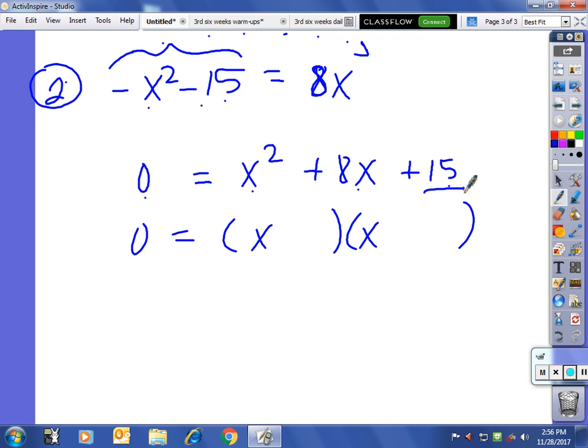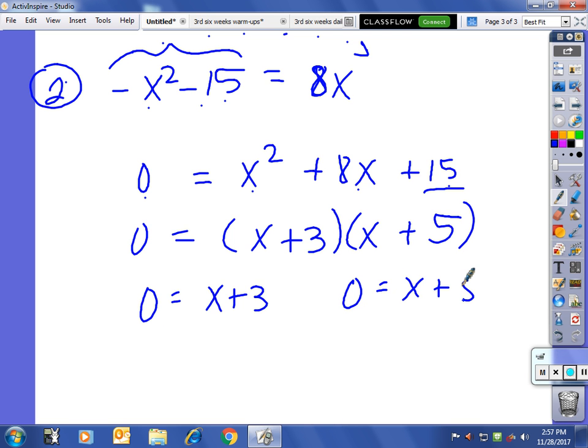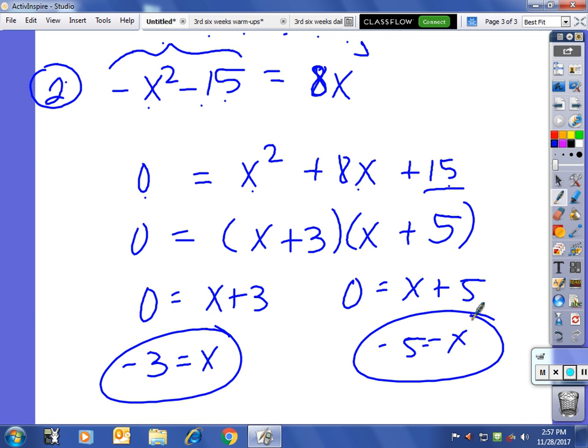The factors of 15 that can add up to 8 are 3 and 5, and they would both have to be positive. So once you get everything moved around, it's just like last night's homework. If x plus 3 equals 0 and x plus 5 equals 0, to solve these little baby equations, I'm getting a negative 3 for this one and a negative 5 for this one.